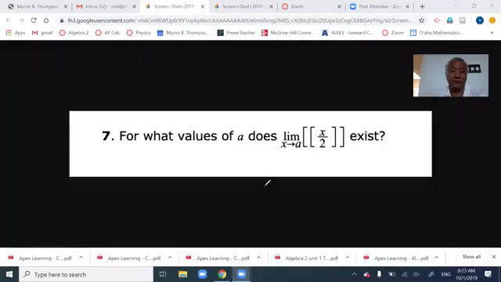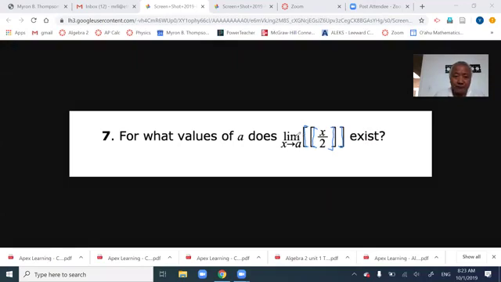Okay, let's look at this question. They said, for what value of a does the limit as x approaches a of the greatest integer of x over 2 exist? This one, be careful here. These two brackets mean the greatest integer function.